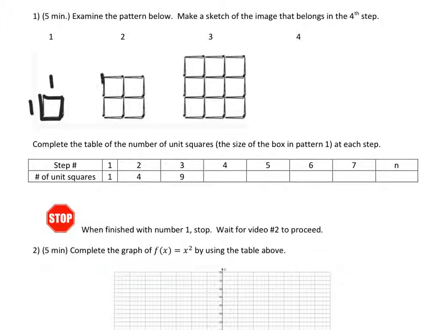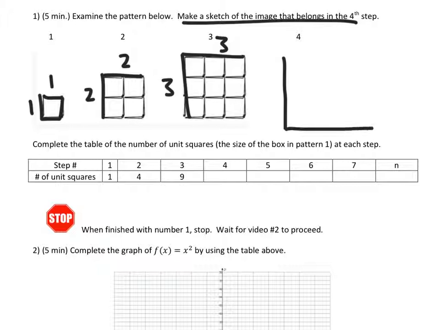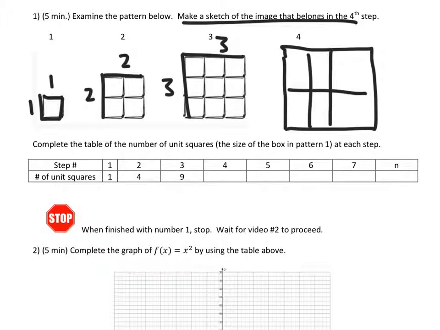In step 2, you had a square that was 2 by 2. And in step 3, you had a square that was 3 units by 3 units. So hopefully you figured out for the first thing, which asks you to make a sketch, that the fourth step should have a square 4 by 4, 4 units by 4 units.